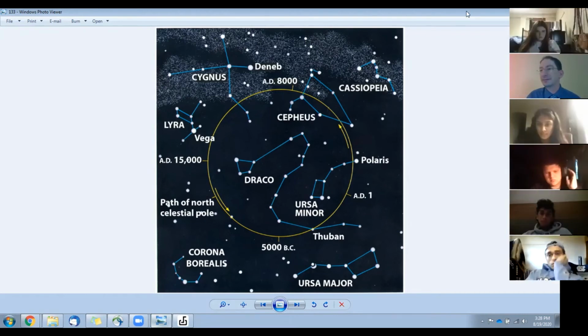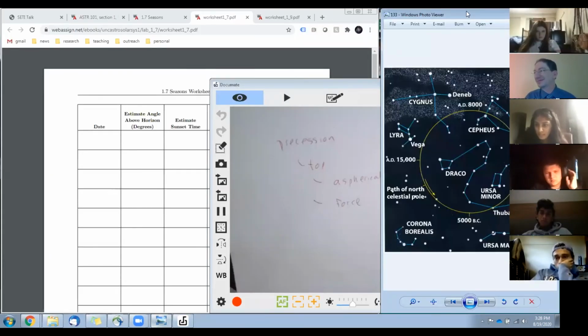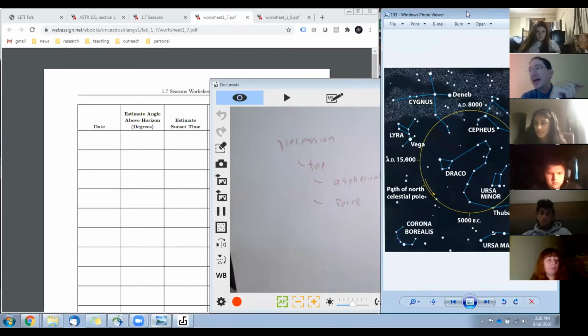How long does this whole circle take to finish, like return to the same point? The whole loop is a 26,000 year cycle. Okay, got it. 13,000 to get to the other side, and then 13,000 to get back to the original configuration.